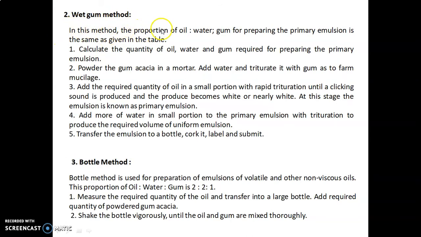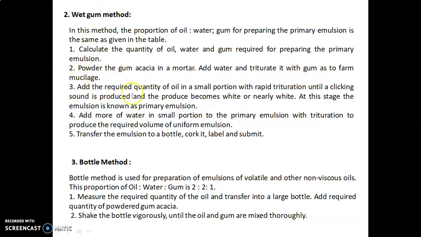In this method, the proportion of oil to water to gum for preparing the primary emulsion is the same as given in the table. Calculate the quantity of oil, water and gum required for preparing the primary emulsion. Then powder the gum acacia in a mortar, add water and triturate it with the gum to form mucilage.